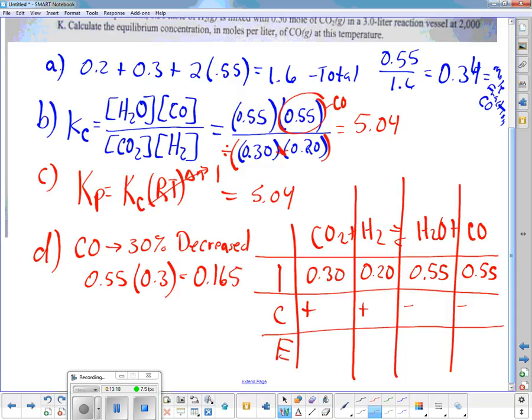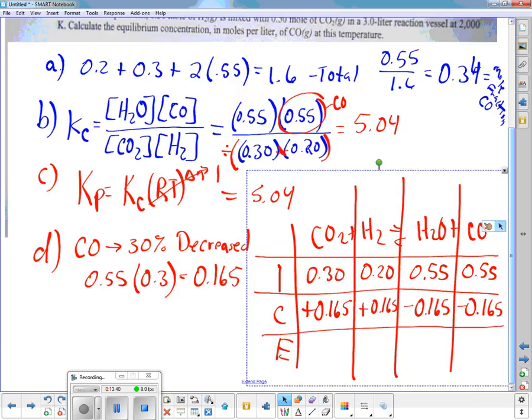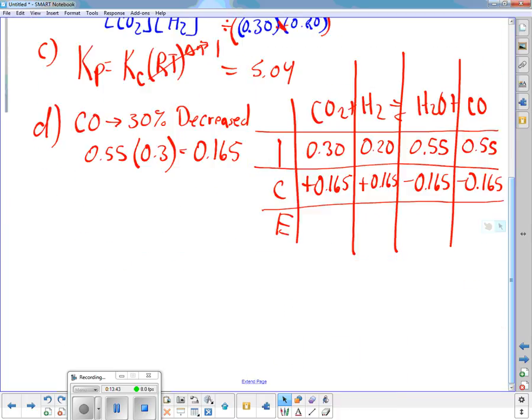0.165. So now at this point I know I'm going to take 0.165 away from that, 0.165 away from that, and I'm going to add 0.165 to this and 0.165 to this. Is everybody okay with that? Okay, somebody take a column, each column. Well, the first one's 0.465. Okay, and the third one?